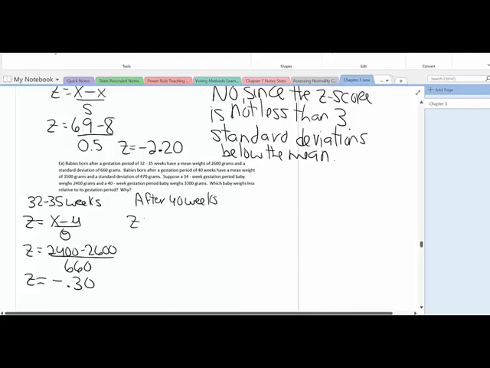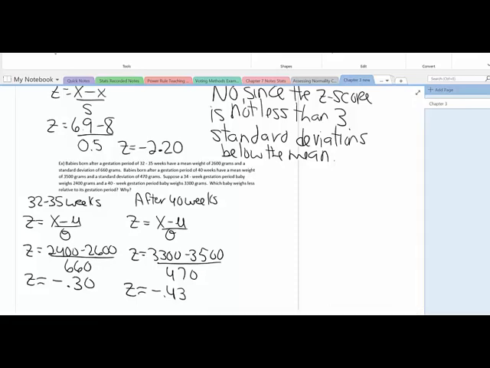So again, z-score is the data value minus the mean divided by the standard deviation. So this time it's 3,300 minus the mean divided by the standard deviation. To 2 decimal places, that ends up being this. So which baby weighs less? Well, remember, we're dealing with negative numbers, so which of those decimals is less than the other? Well, it's clearly negative 43 hundredths is less than negative 30 hundredths, so the 40-week gestation period baby weighs less.